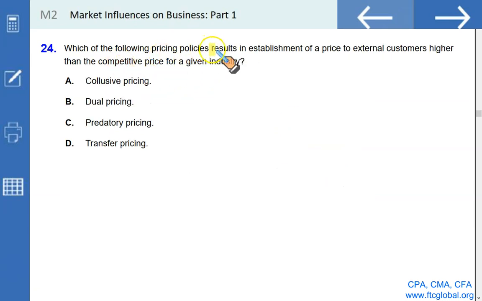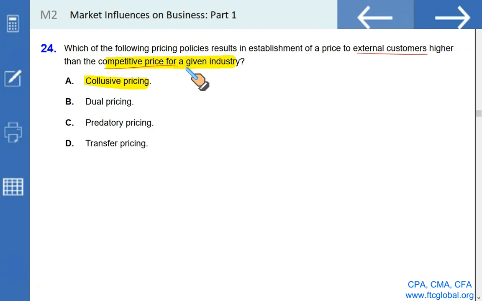Which of the following pricing policies result in establishment of a price to external customers higher than the competitive price for a given industry? That would be collusive pricing. Collusive pricing occurs when the competing businesses collude, they become one, and then they set a price that is beneficial for all of them. So they will set a price that benefits them all. So the price set usually would be higher to external customers than the price in the competitive market.